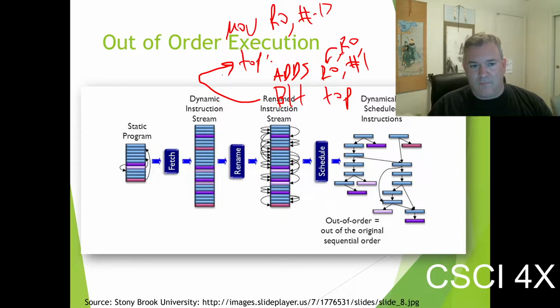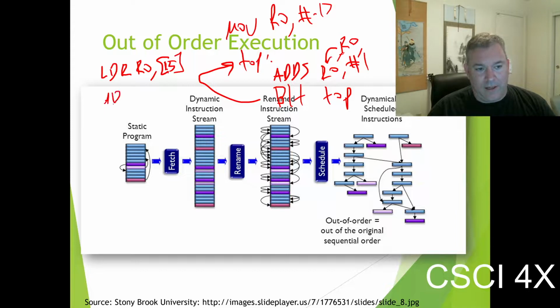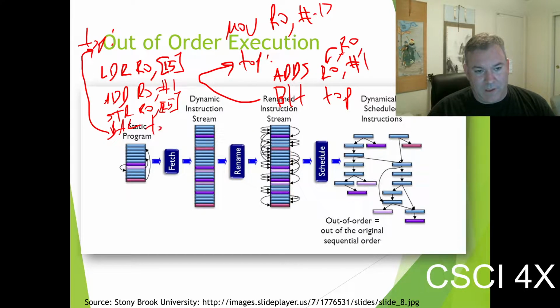The thing is though, what if you were to be loading into register 0 instead from some memory address, and then adding 1 to it, and then storing it back, and then you've got your branch or whatever, and you've got your code up here. So branch always at the top. All right, and then you've got this part.